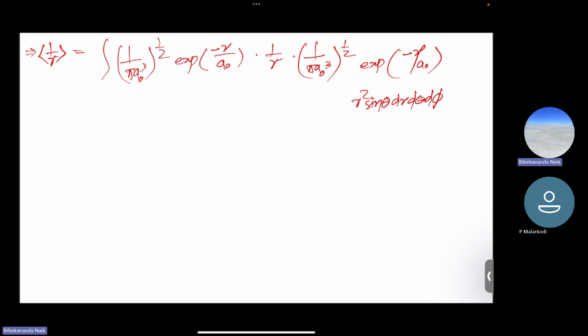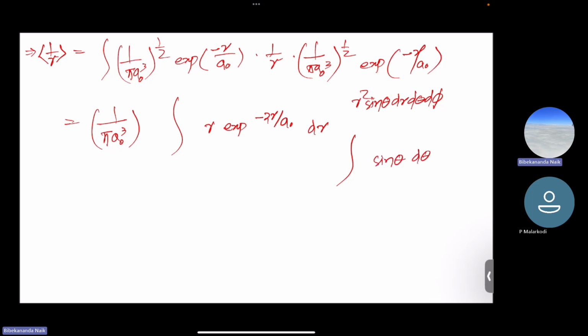So this (1 by pi a0 cubed) to the power half into (1 by pi a0 cubed) to the power half will come outside. First let's take only the r terms, so it will be 1 by r into r square, so it will be r, exponential minus 2r by a0, dr integration, and then sin theta d theta into d phi.